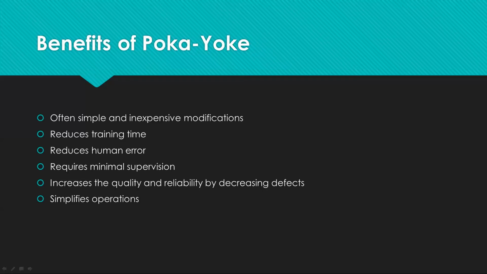and it requires a very little amount of supervision because there's less likelihood of someone doing something the wrong way, so you don't have to monitor that as much. And it increases the quality and the reliability by decreasing the defects. So this can also decrease costs for your quality assurance department. And just overall, Poka-Yoke is all about just making things more simple.